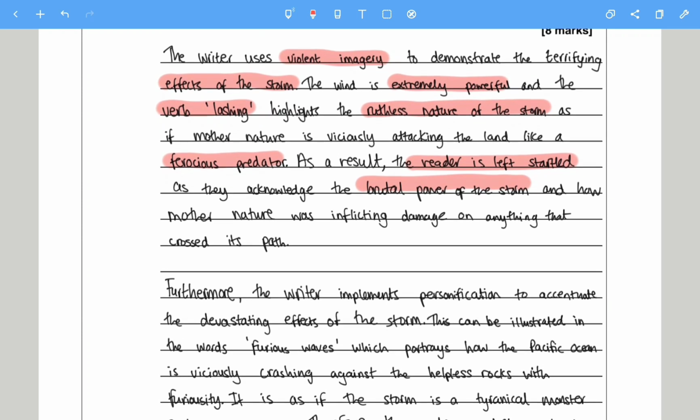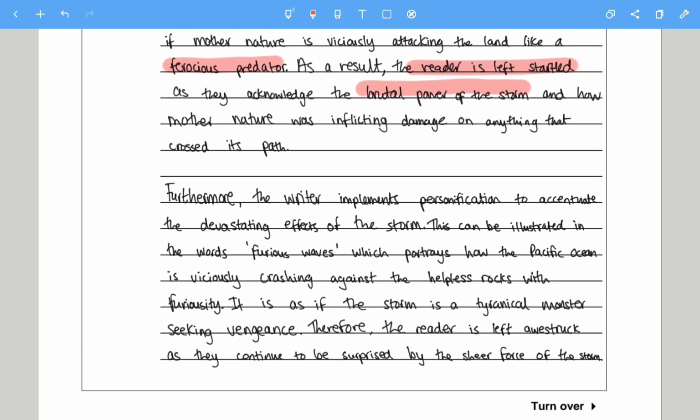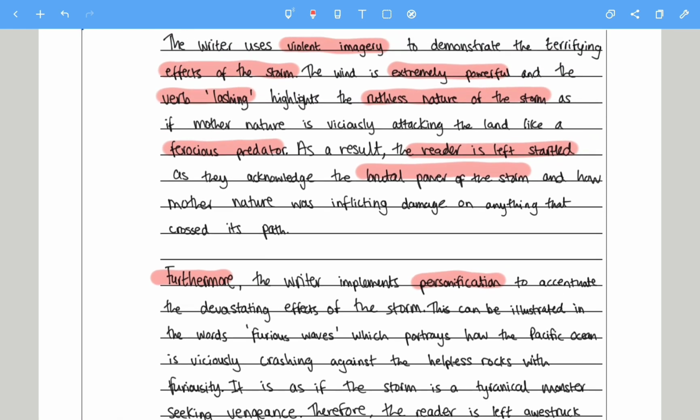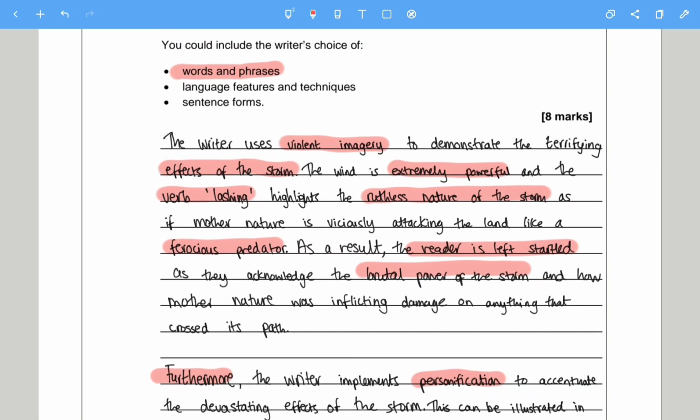Moving on to my second paragraph. Furthermore, so make sure you use discourse markers such as in addition, furthermore, moreover. Furthermore, the writer implements personification. Okay, so as you can see, if I scroll back up, this is an example of language features and techniques. So personification is one of your language techniques, and it's used by the writer.